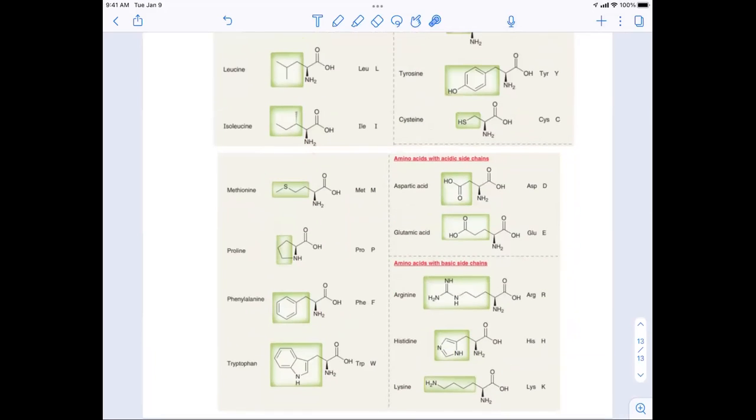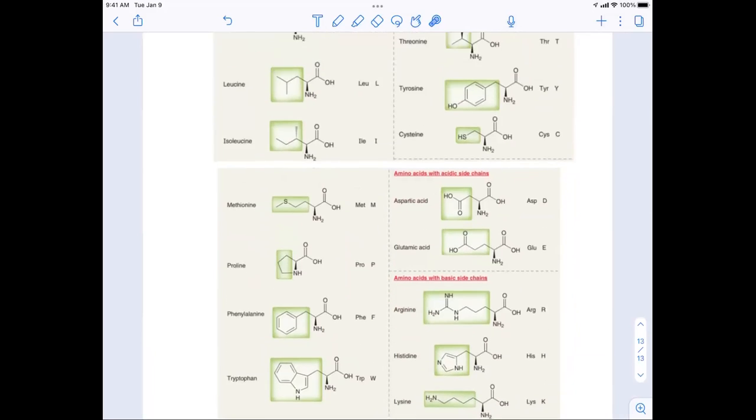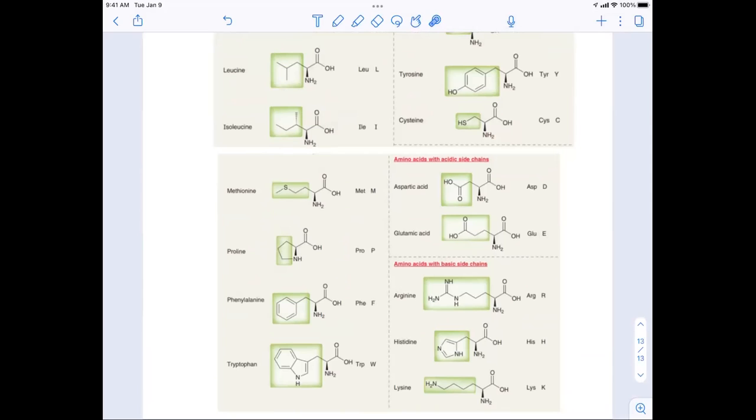To make amino acids, see if I can get one more page. You're going to give me a page, you're just going to let me know.